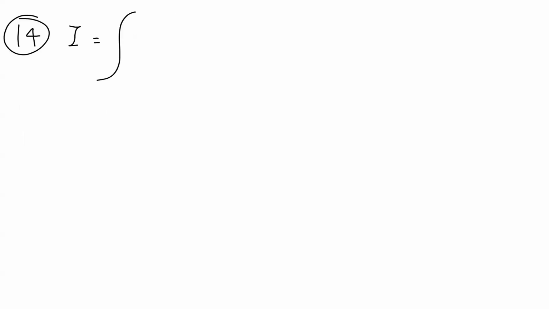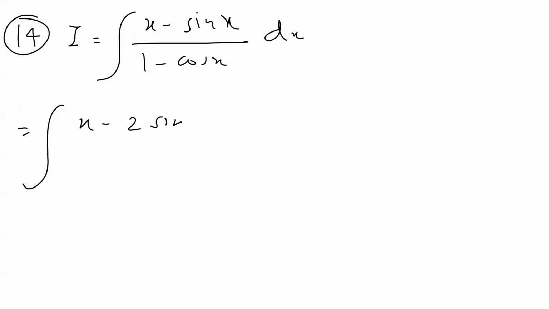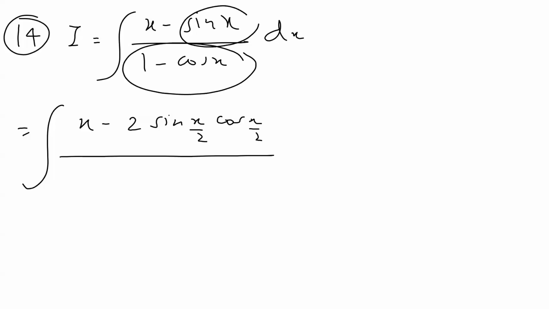Integration of (x minus sin x) upon (1 minus cos x). Write x minus 2 sin(x/2) cos(x/2) for x minus sin x. Okay, half angle over here.